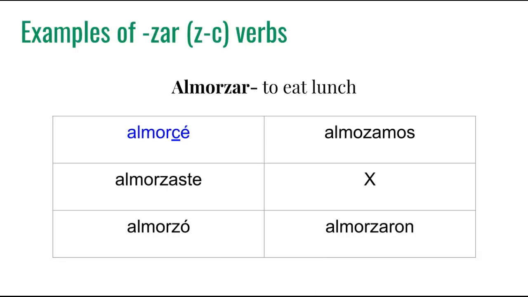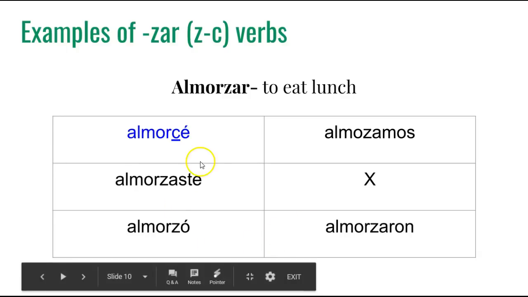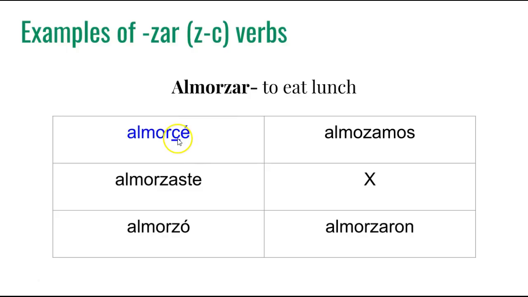The last verb that we have is a zar verb. So this is going to go from Z as in zebra to C as in cow. And we're going to look at the verb almorzar, which means to eat lunch. Now again, that Z up here in almorz, I guess, would be replaced with the C as in cow. So my new conjugation would be almorcé in the yo form.